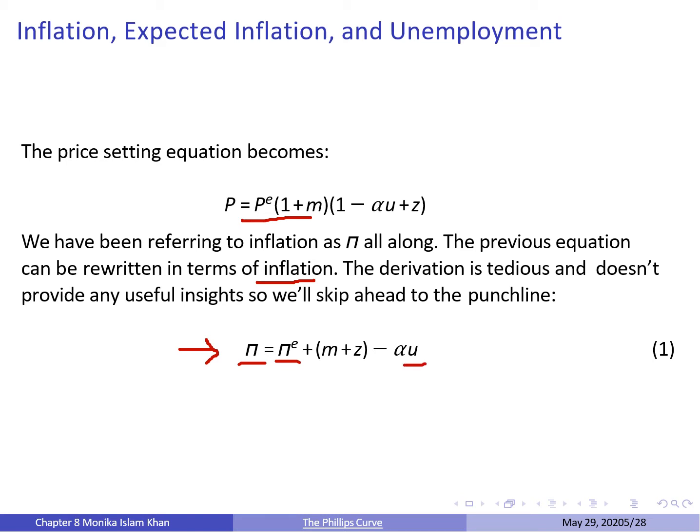An increase in expected inflation leads to an increase in actual inflation. Recall that an increase in expected price also led to an increase in actual price. Again, given expected inflation, an increase in price markup or an increase in labor market frictions, that is m or z, will also lead to an increase in inflation. Given expected inflation, again, an increase in unemployment rate leads to a decrease in inflation.